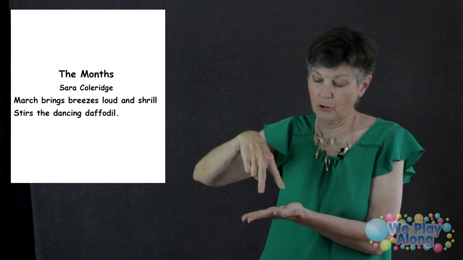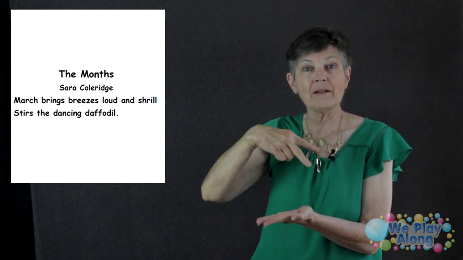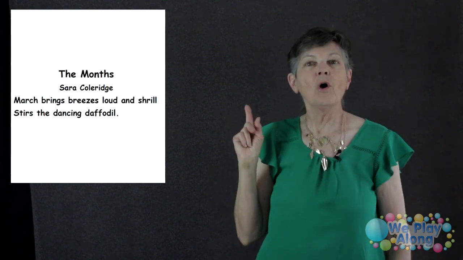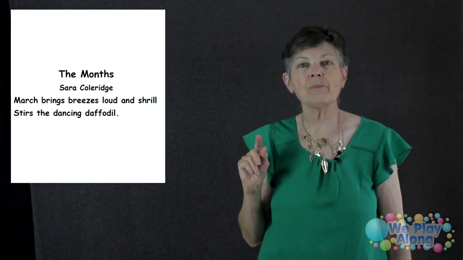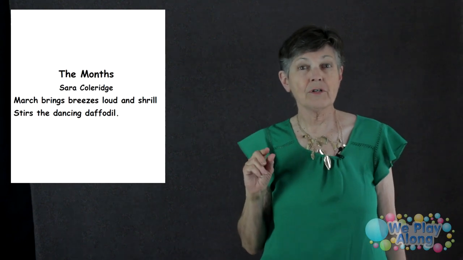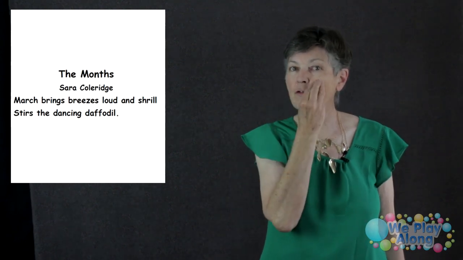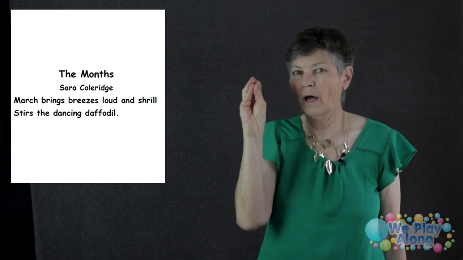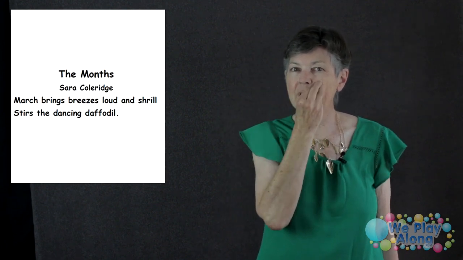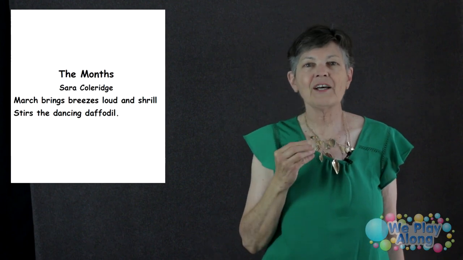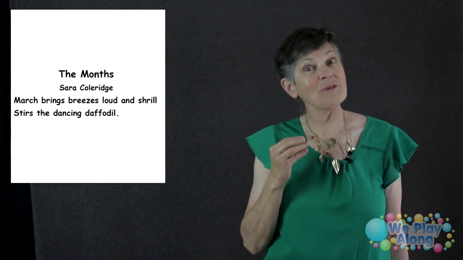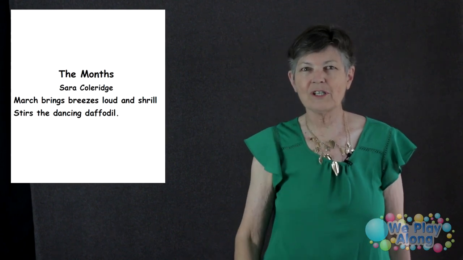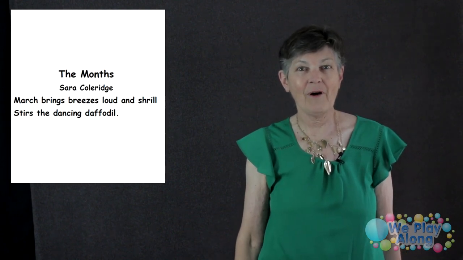For dancing, you're going to put two fingers on your flat hand and bounce them and kind of move them side to side like they're dancing. Now for daffodil, we would normally finger spell that because there's no ASL sign for daffodil. But we're going to use the sign for flower. For flower, you close your hand up and you're going to go from side to side of your nose because that's what we do with flowers, right? We smell them. So we're going to just use the sign for flower on that part, okay?